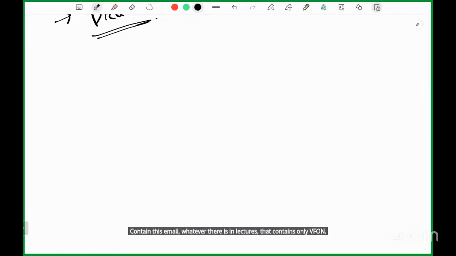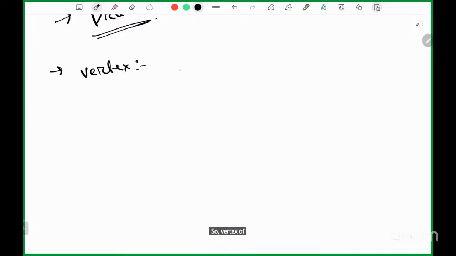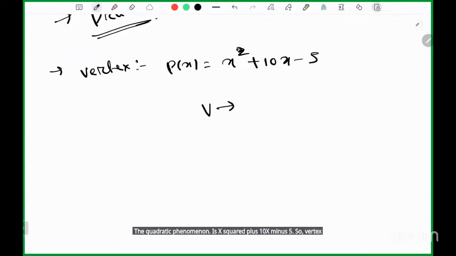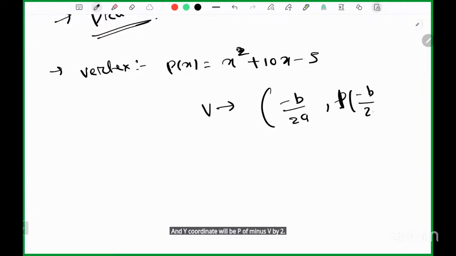Okay, the slope of the line which passes through the vertex and the y-intercept of the quadratic equation. So this is the question from activity 3.5. Here they are asking about the slope of the line which passes through the vertex. So you can calculate the vertex of this p of x, the quadratic polynomial x square plus 10x minus 5. The x coordinate of the vertex will be minus b by 2a, and the y coordinate will be p of minus b by 2a.